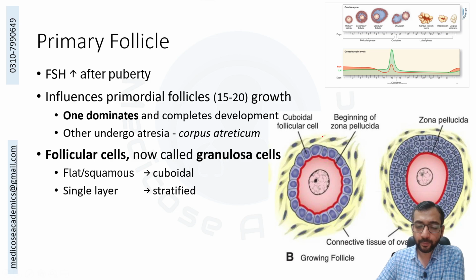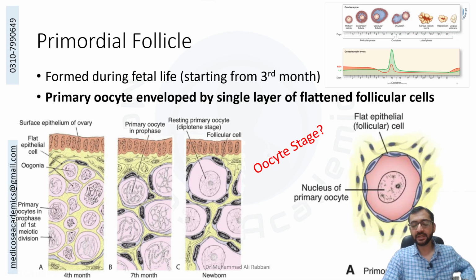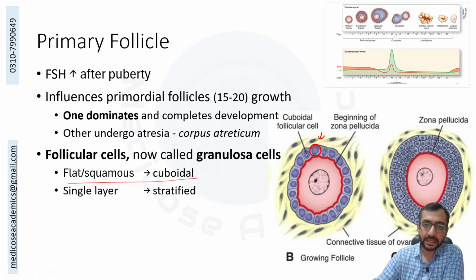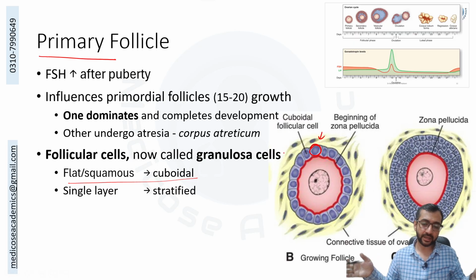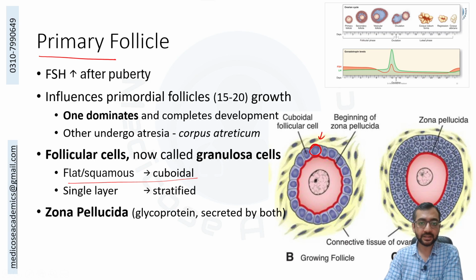Now, how is primary different from primordial? Two things. One, the follicular cells shifted from flat to cuboidal. As you can see here, you had flat follicular cells in the primordial, and now they start to become cuboidal in shape. When they become cuboidal, you rename it primary follicle rather than primordial follicle. Moreover, the oocyte from the inside and the follicular cells from the outside secrete an acellular material that gathers in between them, called zona pellucida, majorly consisting of glycoprotein.